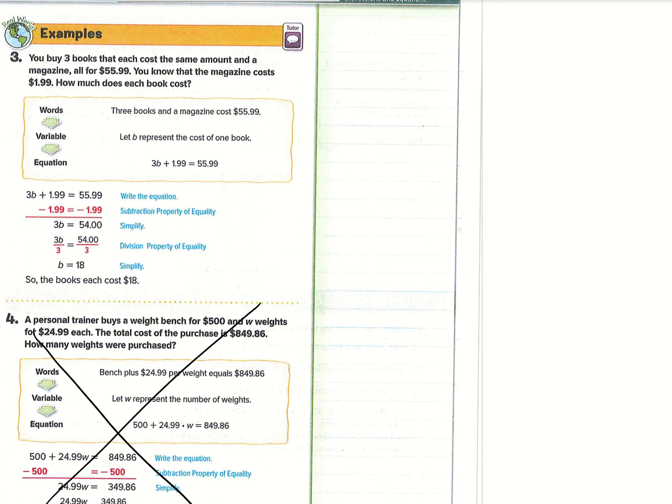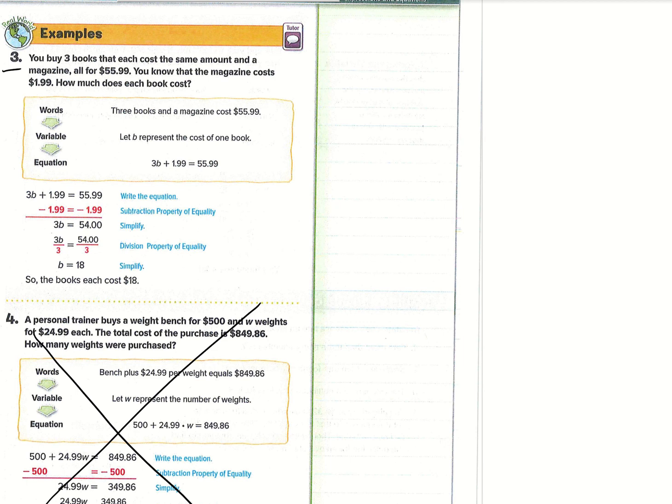Now we're going to move into more real world examples. All right, so we're going to look at number 3 here. So we have: you buy 3 books that each cost the same amount and a magazine, all for $55.99. You know that the magazine costs $1.99. How much does each book cost?